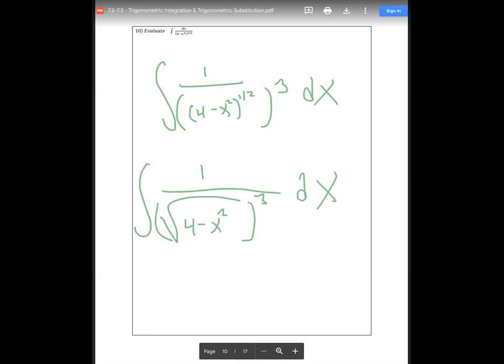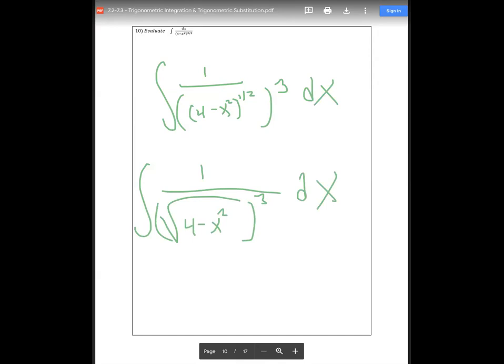Now it's the same problem, we just changed it around so that it looks like the formula that we're given. So the first thing that you have to do when you have this is figure out what your a and your u are. The whole point of trigonometric substitution is to substitute every single thing in your problem and make it something with trigonometry. So let's do that.